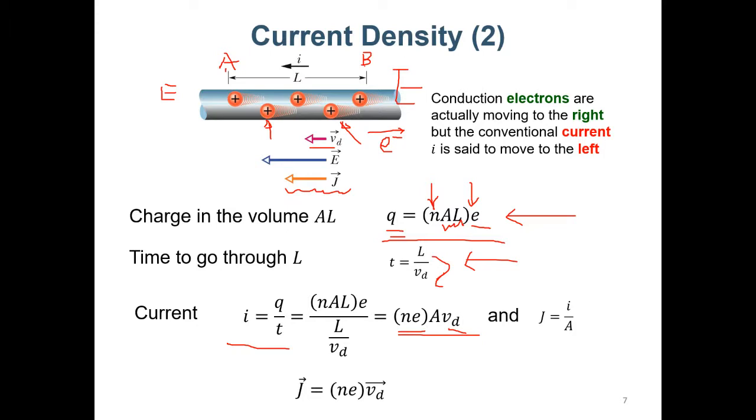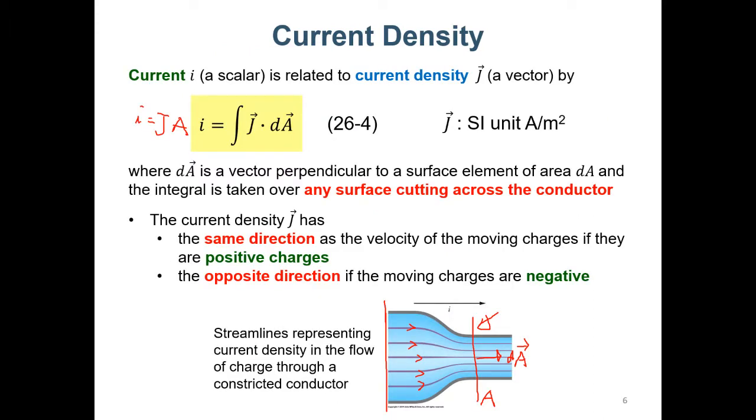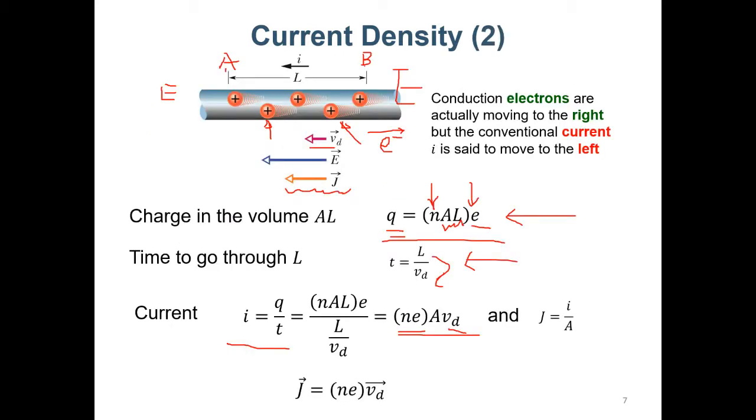J should have the same direction as I. Although I is not a vector, we will have some direction for I. I think you have the idea: I has a direction, but it's not a vector. But I should have the same direction as J. For here, we assume all the particles are positive charge particles. But actually, in your mind, it should be a moving electron.